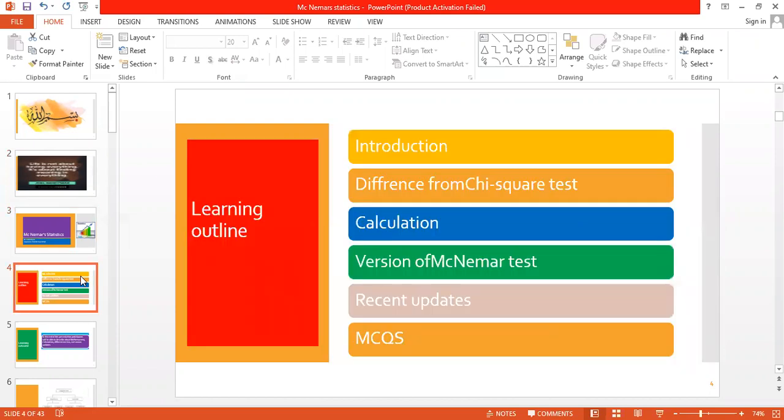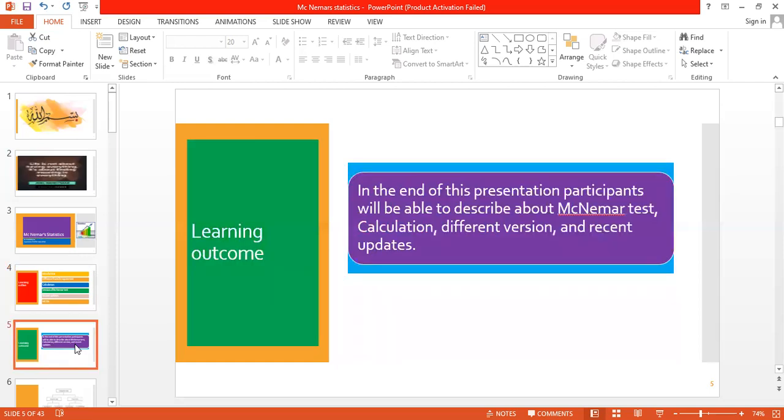The learning outline of my presentation is an introduction to the McNemar test and its difference from the chi-square test, how we calculate it, different versions of the McNemar test, recent updates, and at the end, an MCQ session. Learning outcome: at the end of this presentation, participants will be able to describe the McNemar test, its calculation, different versions, and the recent updates.